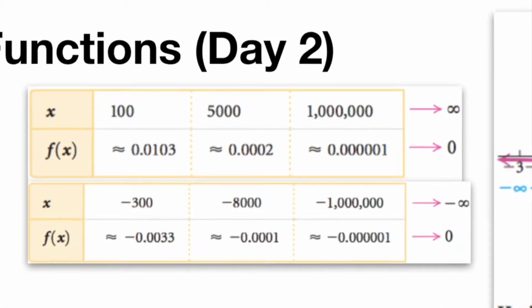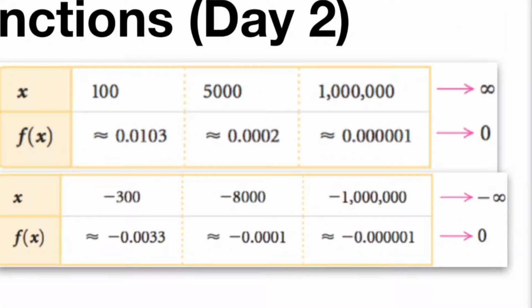What that looks like numerically is this. As x gets incredibly large, you can choose larger and larger values of x, and f of x will get incredibly close to 0. That's what it looks like on the positive side. On the negative side, you're choosing incredibly large negative numbers, and as you approach negative infinity, the value of the function will get very, very close to 0. You can get as close as you want to 0 by choosing a large enough number.